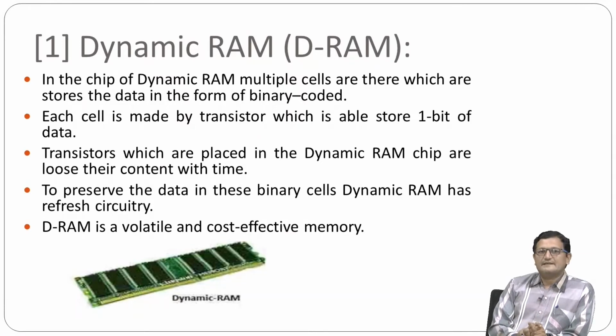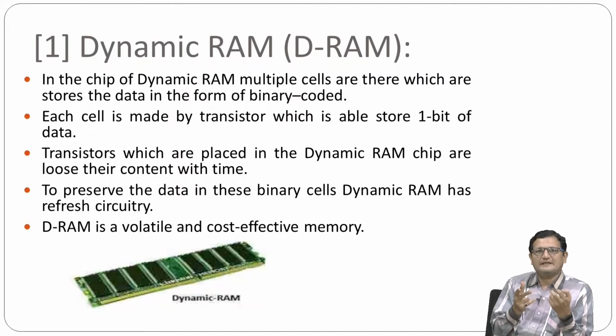Transistors which are placed in the dynamic RAM chip lose their content with time. So see, it's not like once you charge a particular cell or transistor, the electrons will remain as they are. After some amount of time, after a few seconds, those electrons will evaporate, right? If you charged that particular cell, after some time you will see that the cell becomes empty, right? And you will find that the transistor is in a discharged mode.